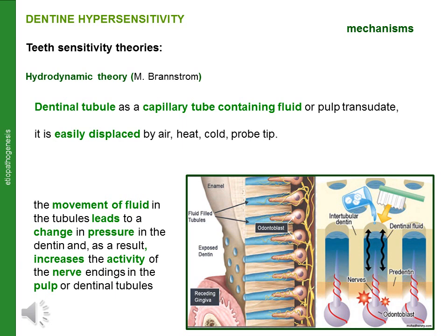Hydrodynamic theory. The dentinal tubuli act as a capillary tube containing fluid or pulp transudate. It is easily displaced by air, heat, cold, probe tip, etc. The movement of fluid in the tubulus leads to a change in pressure in the dentin and, as a result, increases the activity of the nerve endings in the pulp of the dental tubulus.